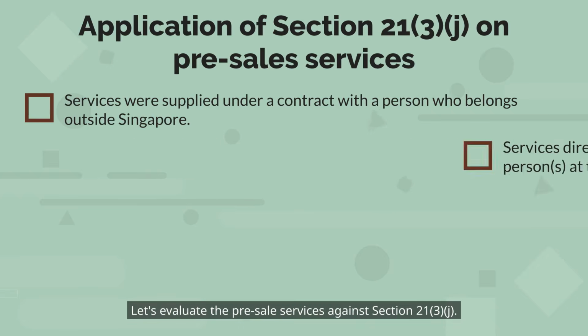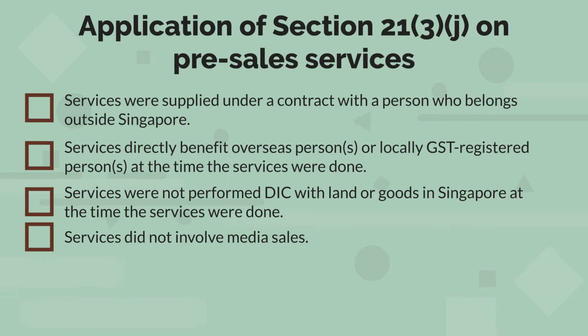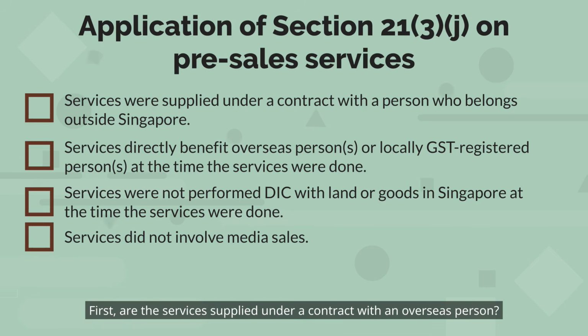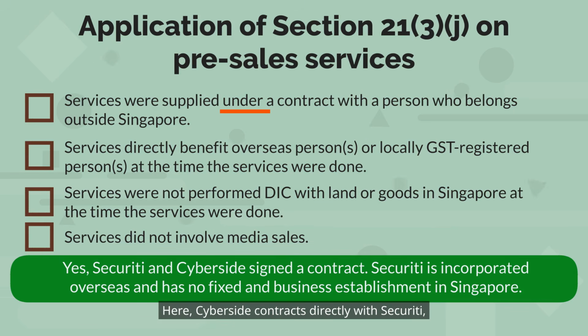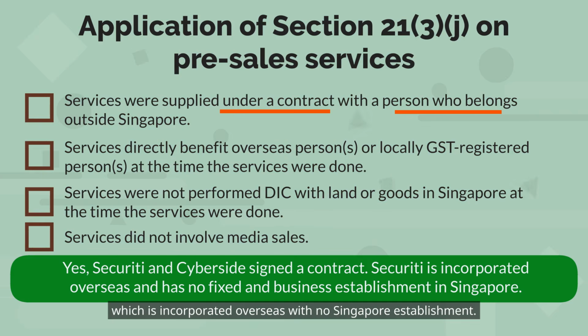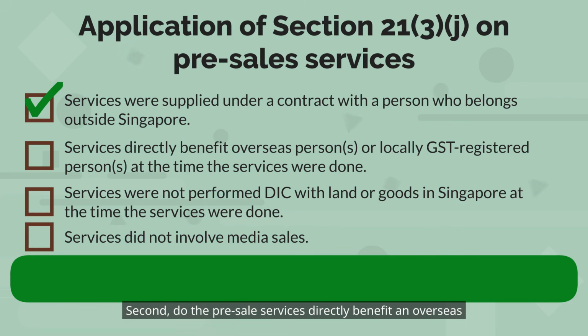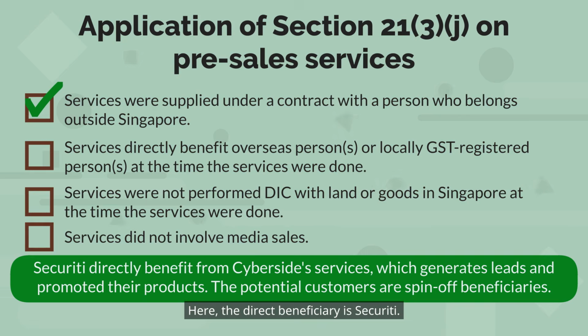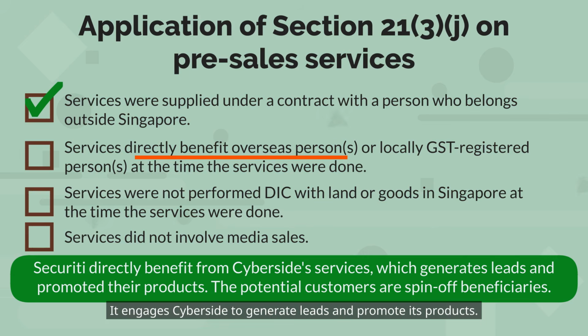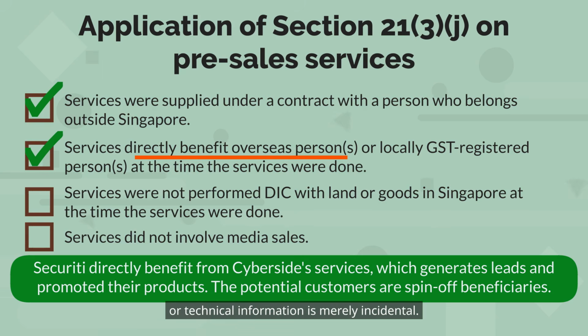Let's evaluate the pre-sale services against Section 21(3)(j). First, are the services supplied under a contract with an overseas person? Here, Cyberside contracts directly with Security, which is incorporated overseas with no Singapore establishment. This condition is satisfied. Second, do the pre-sale services directly benefit an overseas person outside of Singapore when the services are performed, or a GST-registered person in Singapore? Here, the direct beneficiary is Security. It engaged Cyberside to generate leads and promote its products. Any benefit to potential customers from demonstrations or technical information is merely incidental.